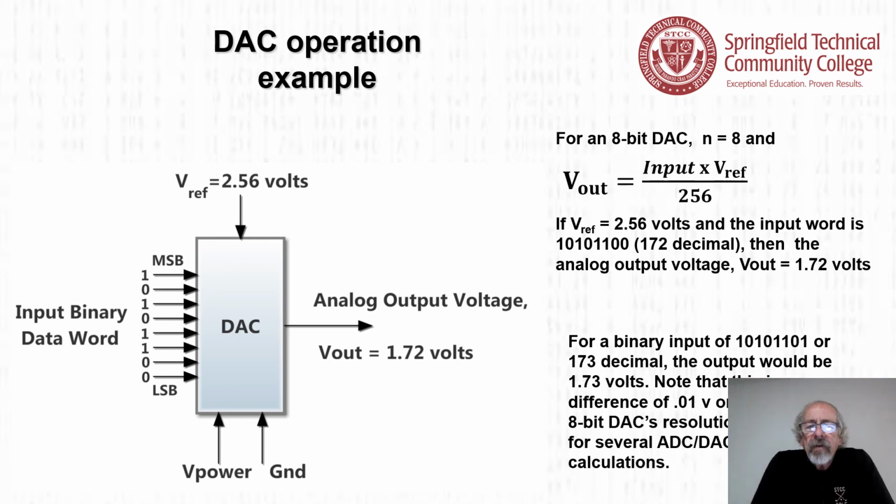So over on the right-hand side for an 8-bit DAC, n equals 8, and if we stick that into the equation here, V reference is 2.56 volts. Input word is, again, 172 decimal. Then the analog output voltage V out is 1.72 volts. So this one takes the binary input and directly converts it to a voltage. For a binary input of 10101101 or 173 decimal, the output would be 1.73 volts. Note that this is a difference of 0.01 volts or 10 millivolts, which is, you might recall, the 8-bit DAC's resolution.